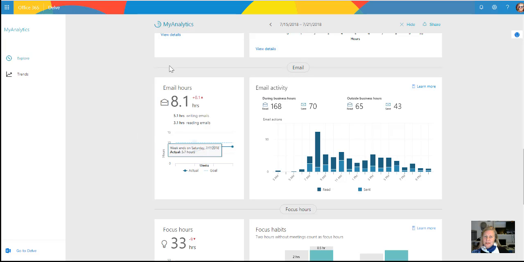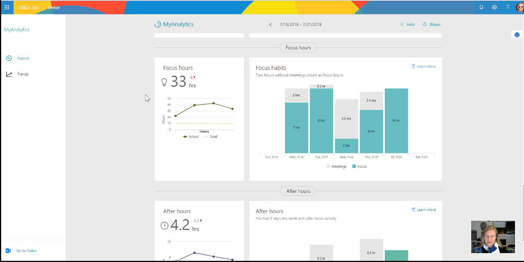Then my email hours, this is time spent writing emails, time spent reading emails. Also shows you how many was read, how many was sent during business hours and outside of business hours. This is quite important for me as I'm desperately trying to get some work-life balance to work less after hours. But I do see that it's obviously not monitoring my time in WordPress or in YouTube. So let's just take it from there.